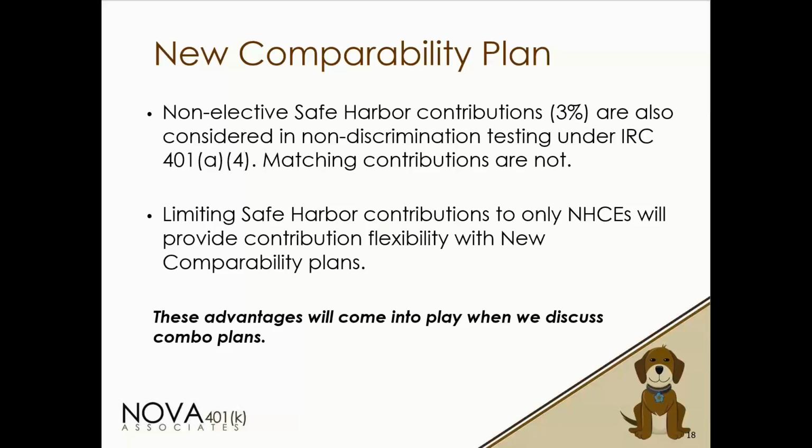And then the non-elective safe harbor contributions, we do get to count them in the 401(a)(4) testing, the non-discrimination testing. We don't get to count matching in that testing. So our most common plan design for new comparability plans, and subsequently when we get into combo plans, is going to be a non-elective safe harbor, just because we get the extra bang for our buck of using those contributions in the 401(a)(4) testing, whereas matching does not.